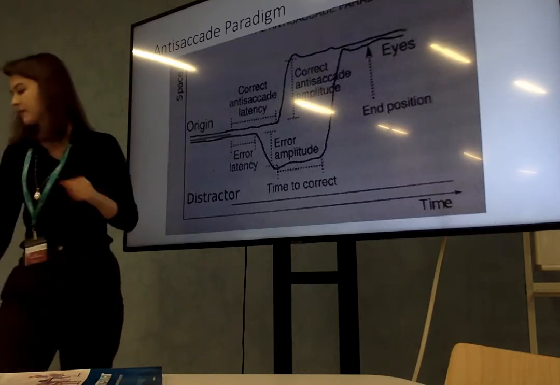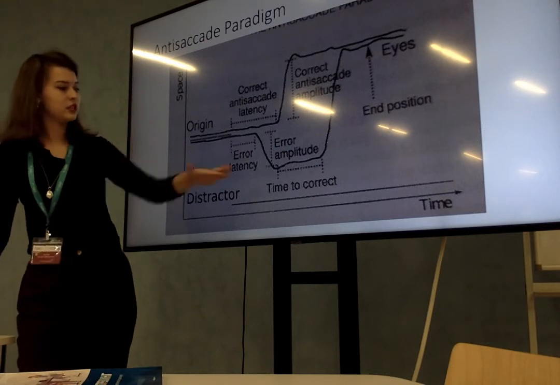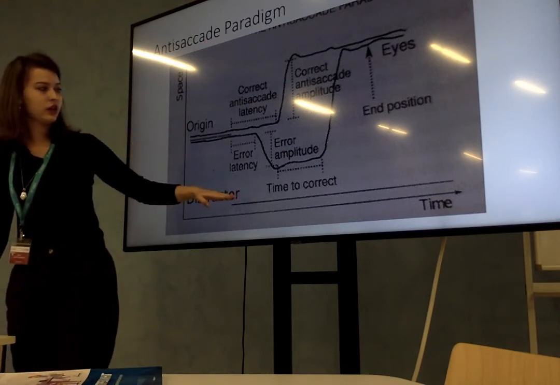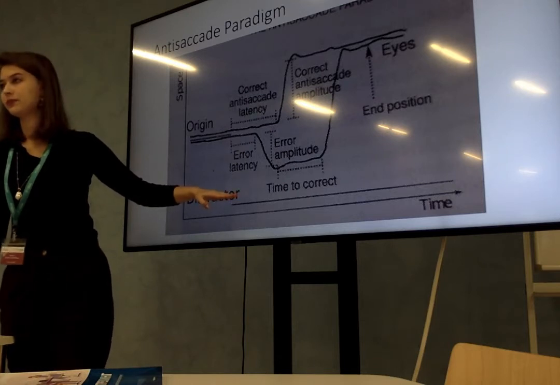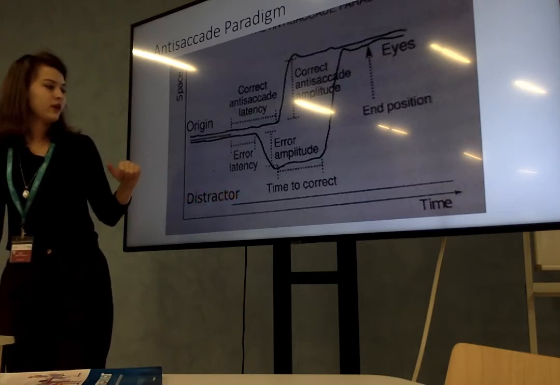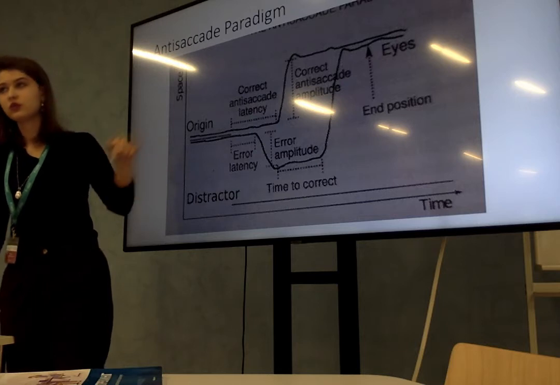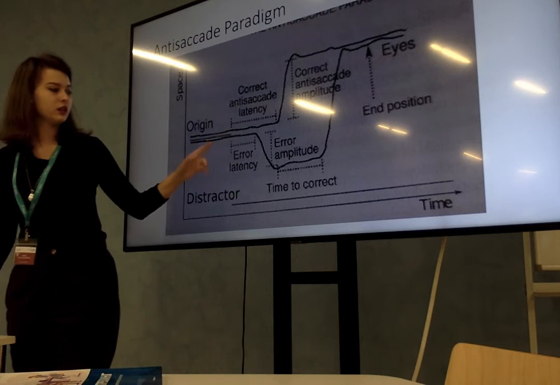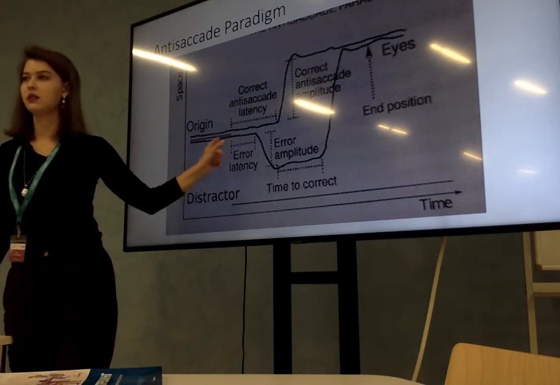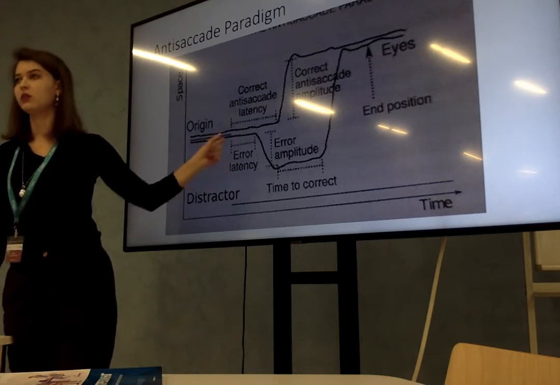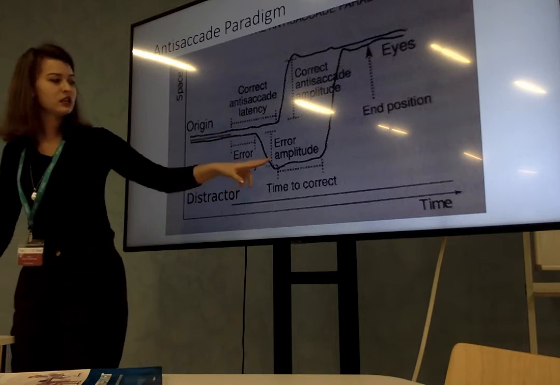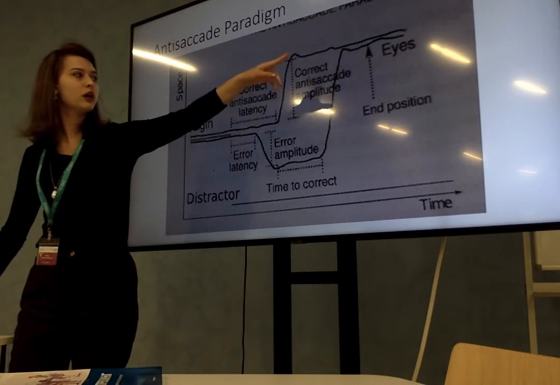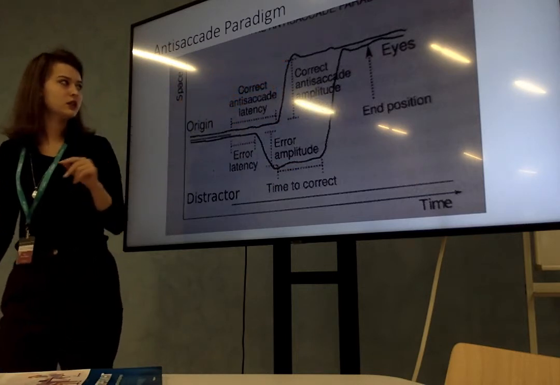It looks like this. We have, once again, space-time, we have the origin, and we have the new distractor. We're given the task not to look. What our brain does: first, a go process started. It goes to this target. This is error latency, basically the time we spent on going to this task. Then we understand that we made an error. We are taking some time to correct, and we go backwards to the correct target.